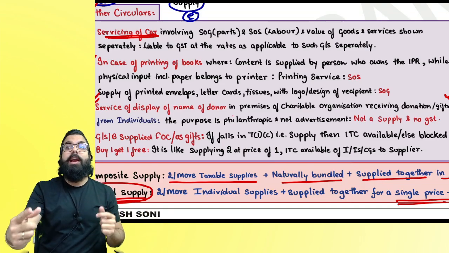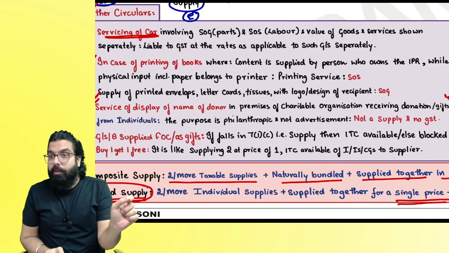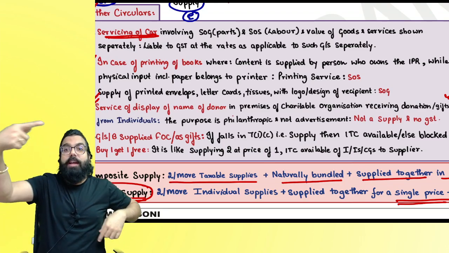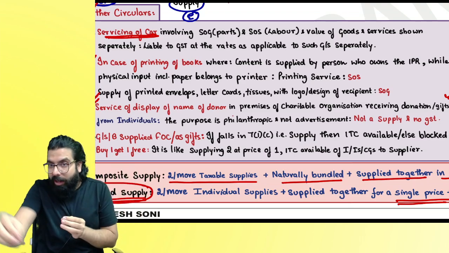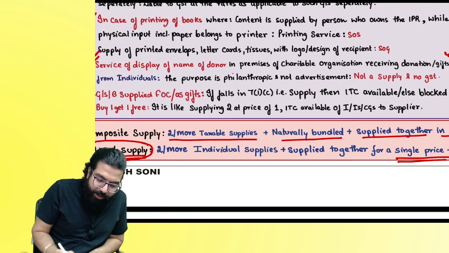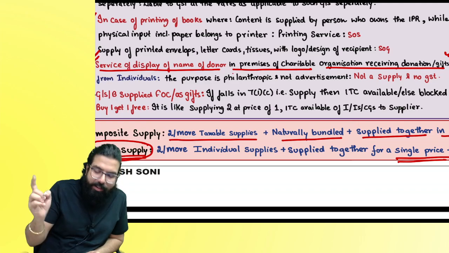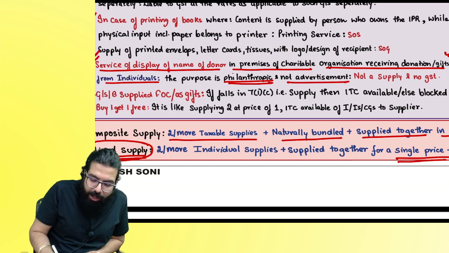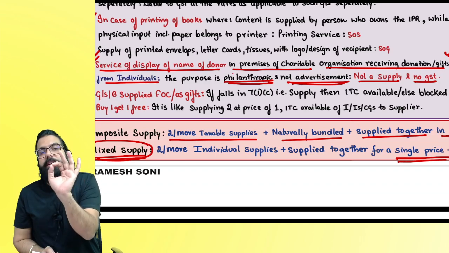I gave them 10 lakh and I told them to put the name donated by Ramesh Soni Classes, Bangalore, and I gave the address also. Baba, in that scenario, what are they doing? Advertisement of my business. It will be a supply of service. On the 10 lakh, will they also collect GST from me? Yes. Can we go ahead, everyone? The next one over here. So always remember, services of display of name in the premises of a charitable organization receiving a gift from an individual: if the purpose is philanthropic and not advertisement, then it is not a supply, no GST. But if advertisement is done, then GST will come.